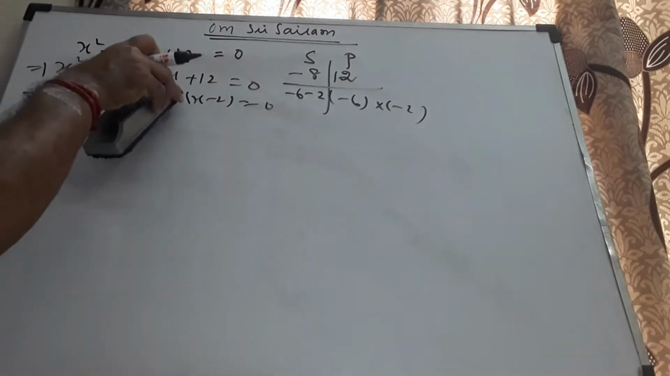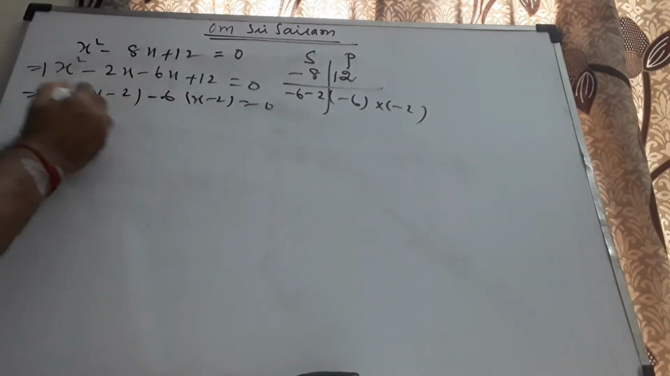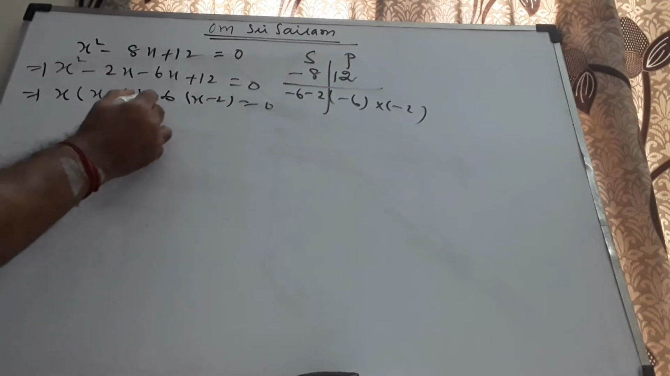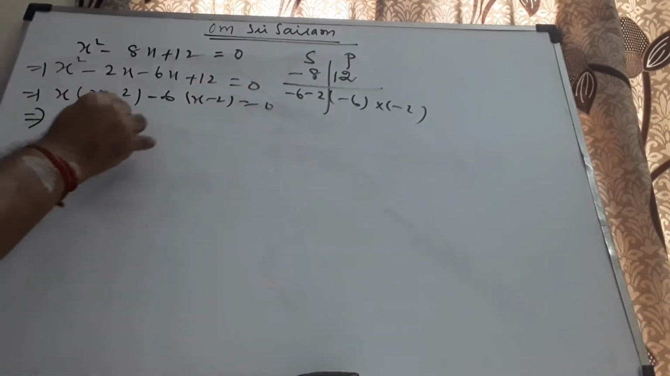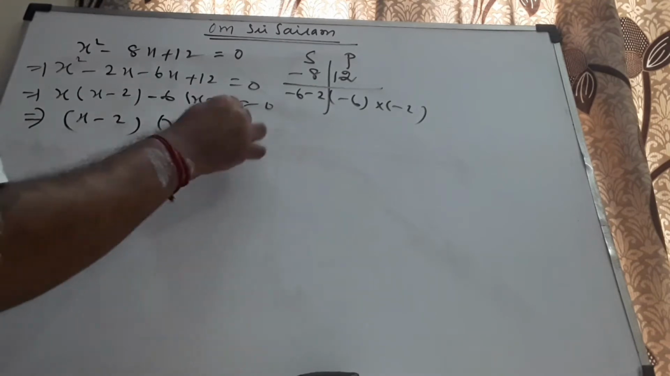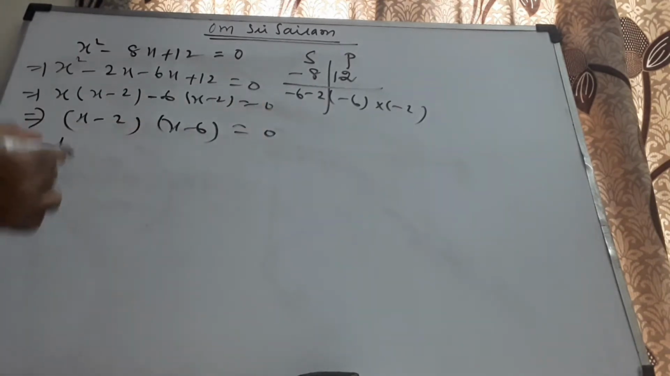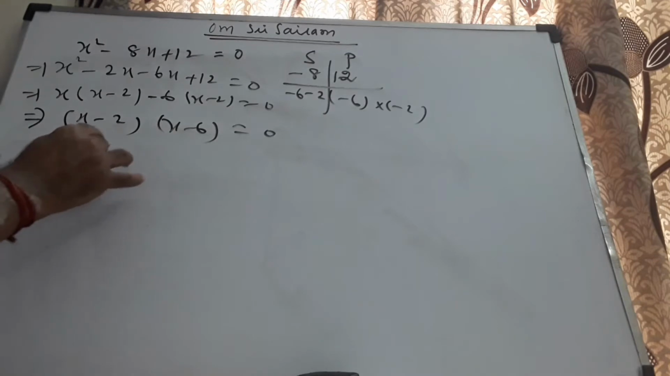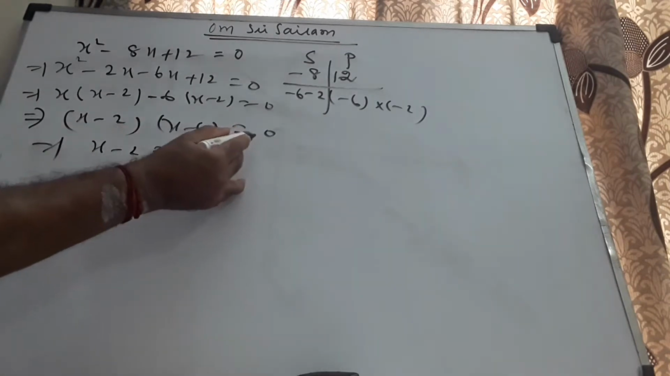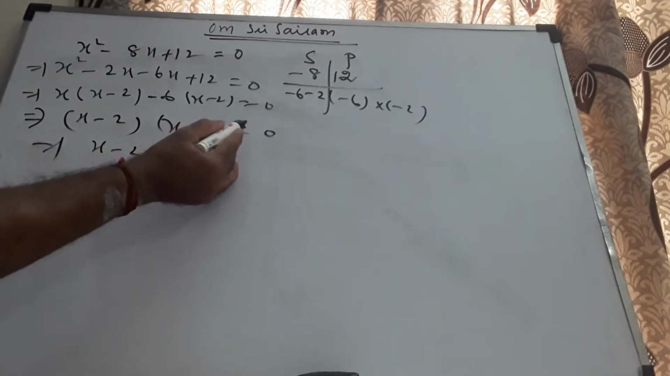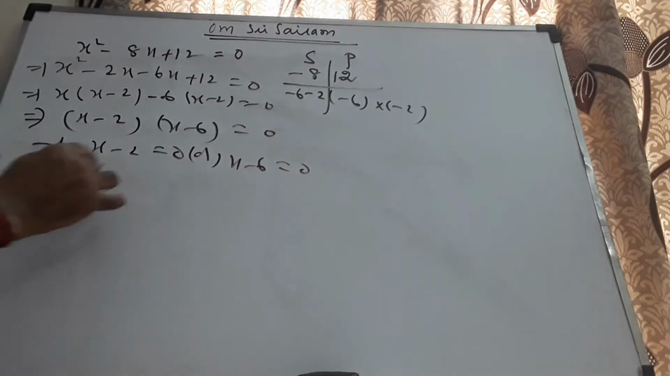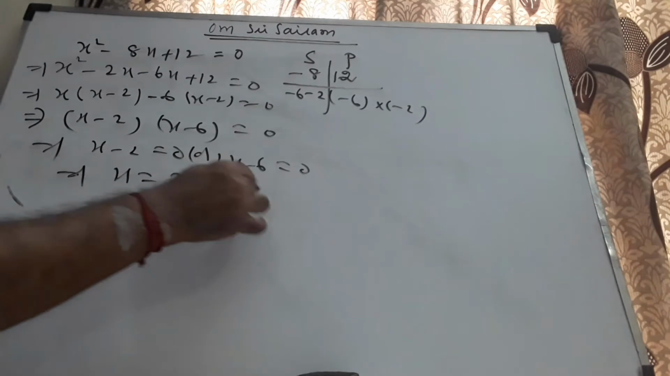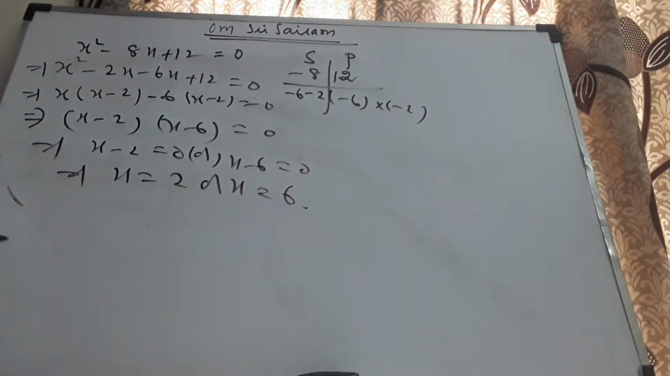You can just verify. x into x square, x into minus 2 is minus 2x, minus 6 into x is minus 6x, and minus 6 into minus 2 is plus 12, which will imply (x minus 2) into (x minus 6) equal to 0. Product of two numbers is 0 means either this is 0 or this is 0. That is possible only when the right hand side is 0. It is not applicable when the right hand side is other than 0. Remember carefully. So x minus 2 equal to 0 or x minus 6 equal to 0, which implies x equal to 2 or x equal to 6.